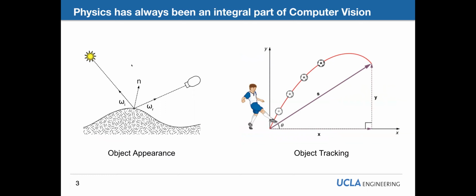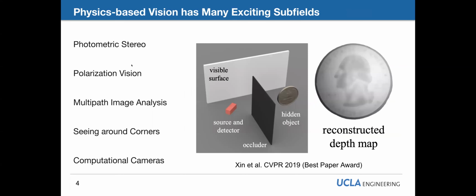The title of this tutorial is Visual Physics, and really represents how physics has always been a part of computer vision. For example, when we try to estimate the shape of an object, we analyze the physics of how light would propagate from a light source to an observation camera. Shown on the right is an object tracking example. Very early methods of object tracking used to consider kinematics in their derivation. These are classical examples, and since then, the field has exploded.